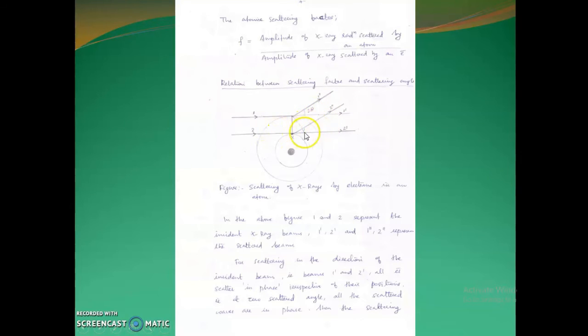So when the incident waves and the scattered waves are in phase, there is no change in phase. So the scattering capacity or scattering factor is proportional to the total number of electrons present in this atom, because there is no destructive interference, because the incident radiation and scattered radiations are in phase. So the scattering factor is equal to the atomic number of this particular atom.